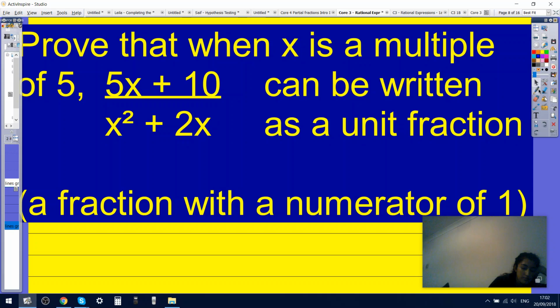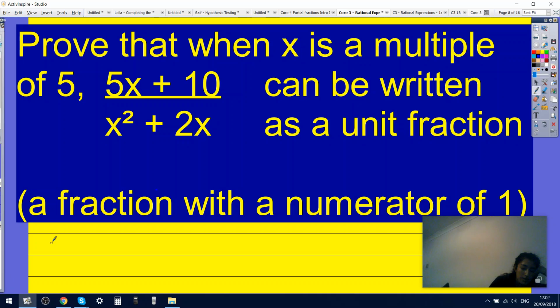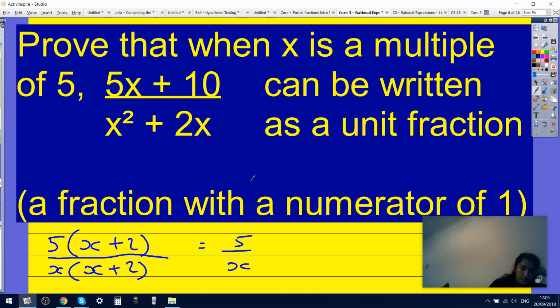The 5 goes outside the bracket, then x plus 2 over, take a factor of x out, so you get x plus 2, and then cancel those 2 out, so you get 5 over x. Prove that when x is a multiple of 5, this can be written as a unit fraction. So another way to write this would be as 5 times 1 over x. Do you know it? Okay, yeah, so a unit fraction is when the numerator is 1. Okay. That's what that's about.